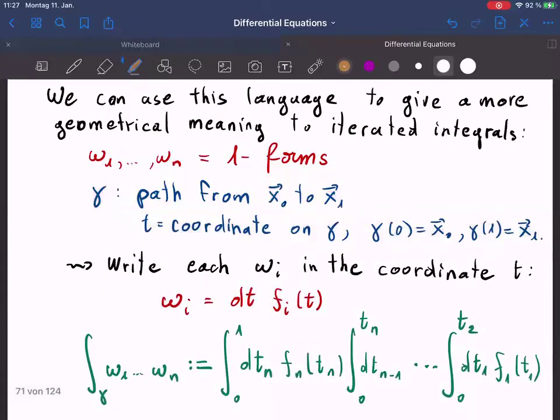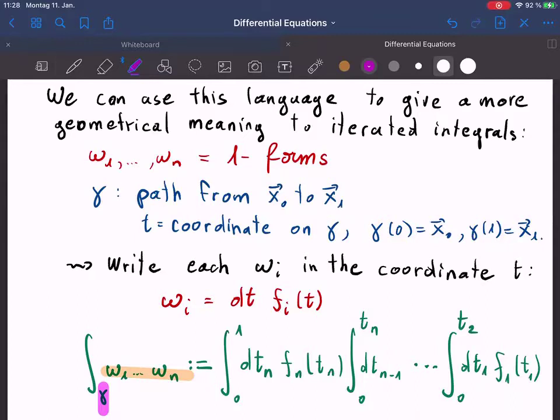And I can now just write down what is the integral of my sequence of 1-forms on the path gamma. And if you use this simple rule of just using the chain rule to change variables to the coordinate on the path, you just recover the naive formula that I gave you on the first slide.